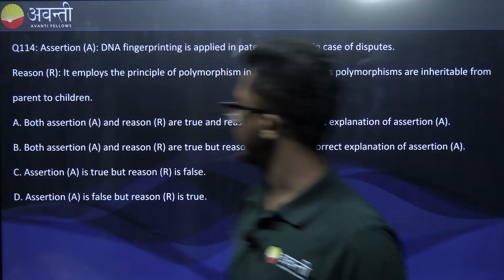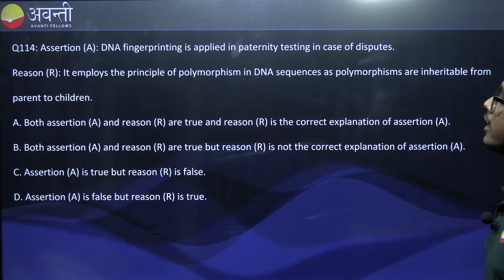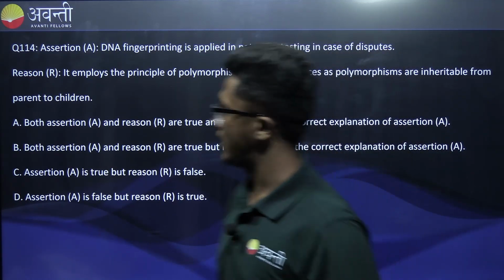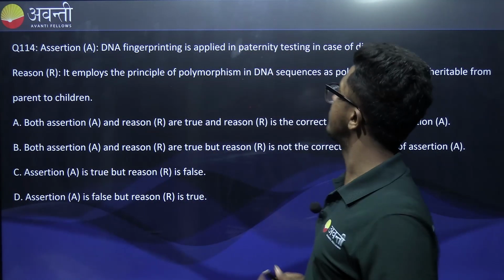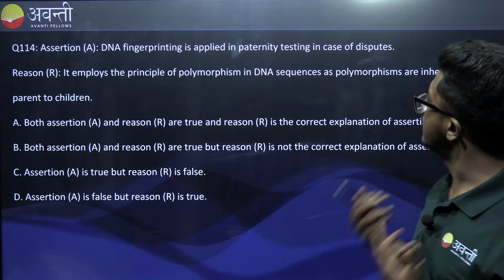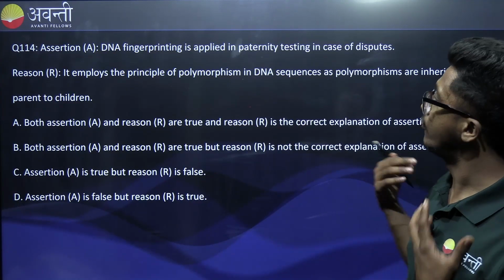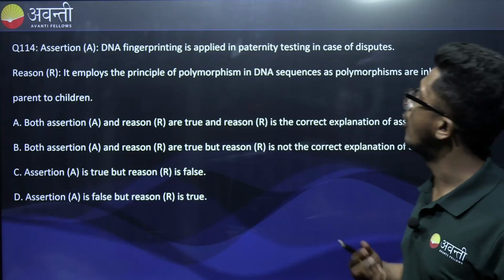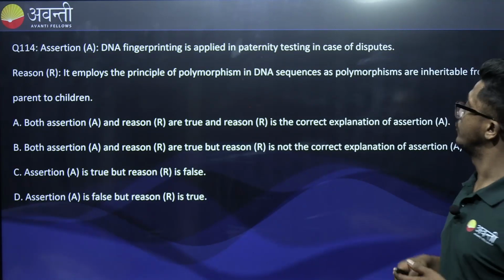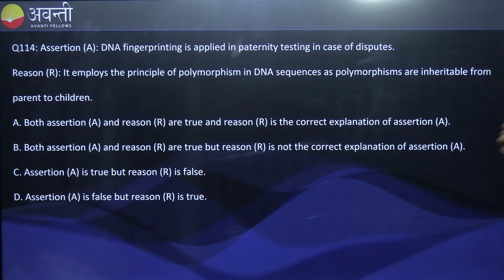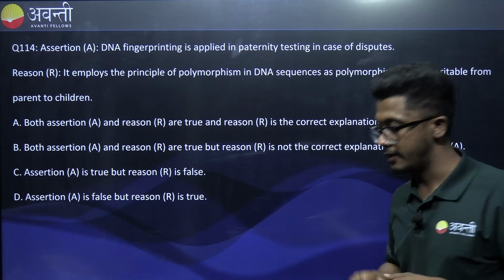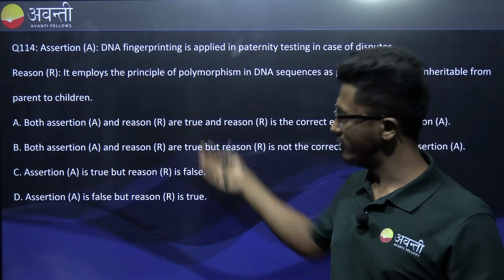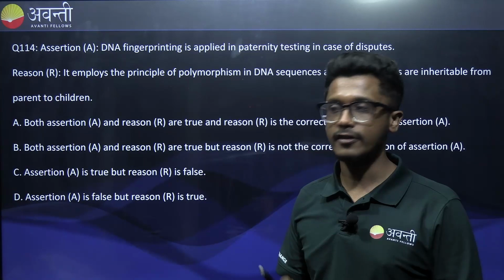Our next question, question number 114, is on DNA fingerprinting. The assertion says that DNA fingerprinting is applied in paternity testing in case of disputes. The reason says it employs the principle of polymorphism in DNA sequences, as polymorphs are inherited from parent to child. Again, you know the assertion and reasons, and these are the four options.